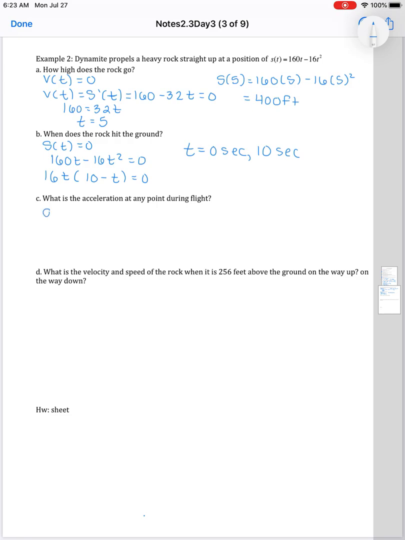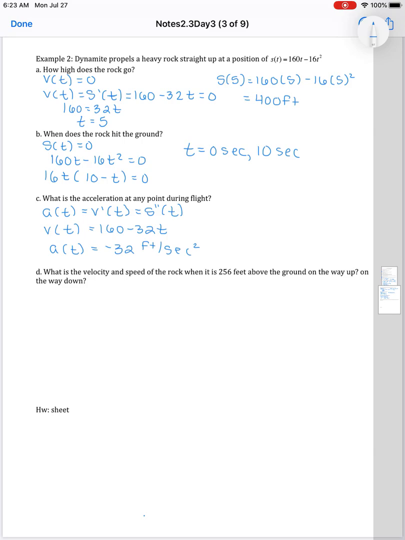Now for B, it says, when does the rock hit the ground? Well, when the rock hits the ground, that means position is equal to 0. So we're going to take the position function, set that equal to 0. We're lucky because they have a 16t in common, so I'm going to take out that GCF with a 10 minus t left over, and we end up with 2 times. We get 0 seconds, and we get 10 seconds, and you leave it, because you can have 2 different times for that.